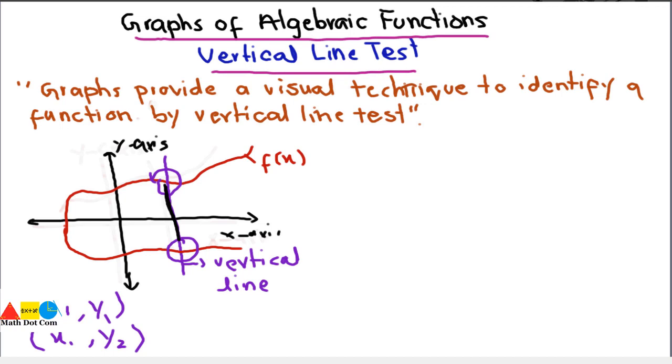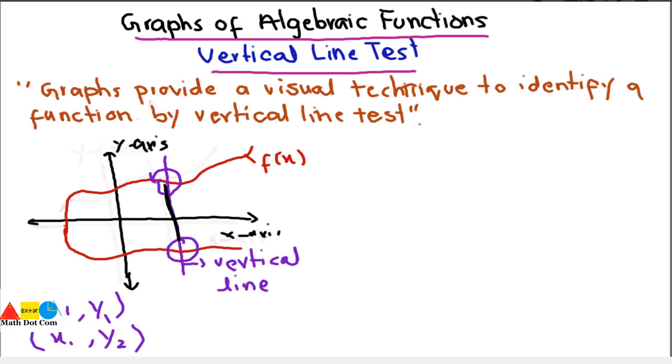At the same input we are getting two different outputs. For a function, it is against the rules of a function that one input gives two outputs. So that's why we use a vertical line test to check whether this function is cut by the vertical line at one or more points. If it cuts at more than one point, then the given relation is not a function.